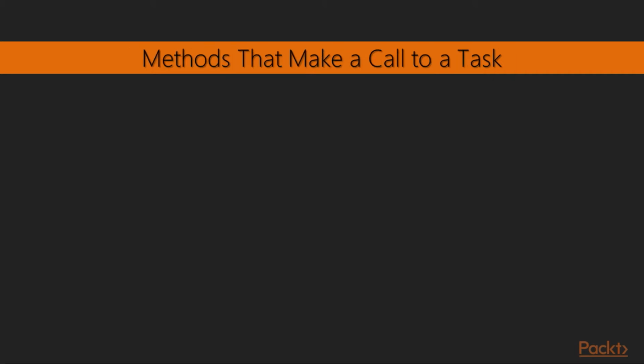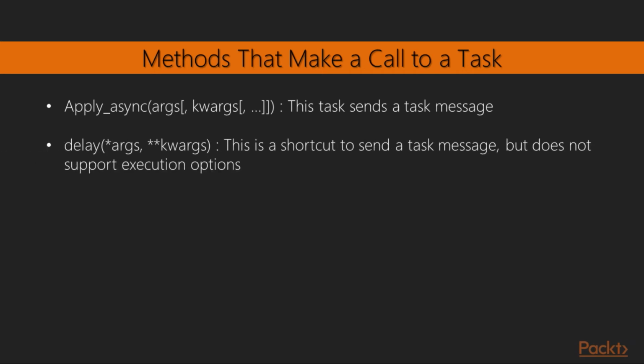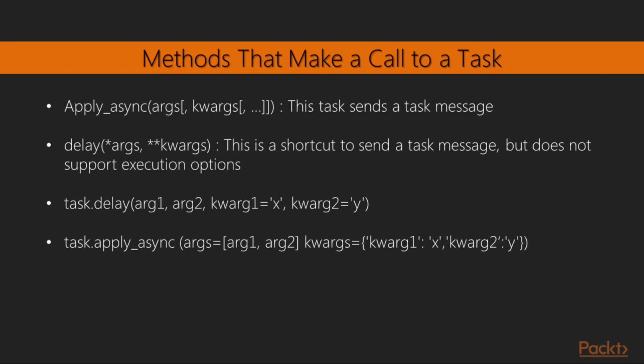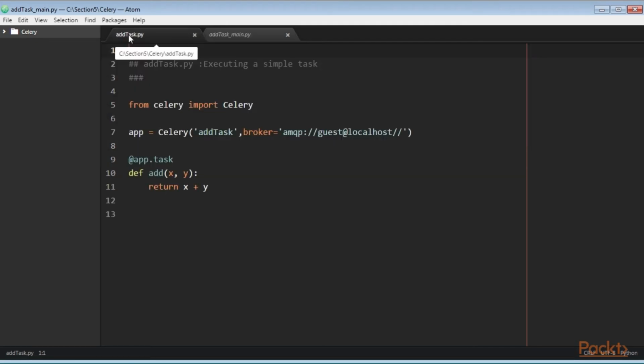Celery provides these methods that make a call to a task. 1. This task sends a task message. 2. This is a shortcut to send a task message, but does not support execution options. The delay method is better to use because it can be called as a regular function. For that, we use this. While using apply async, you should write this. To perform this simple task, we implement these two simple scripts. First is addTaskMain.py, and second is addTask.py.